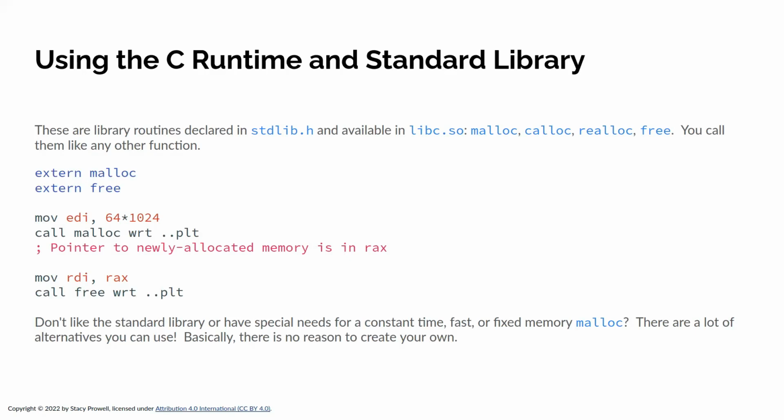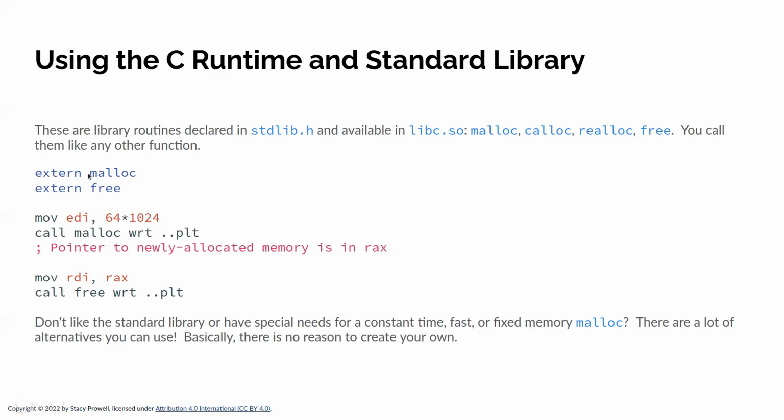And the routines that you'll be using, right, stdlib.h gives you access to what's in libc.so, and that's malloc, calloc, realloc, and free. Those are the ones, right? Malloc gives you a slab of memory. Calloc gives you a zeroed out slab of memory. Realloc modifies an allocation. Free frees an allocation. And use them like you'd use any other function.